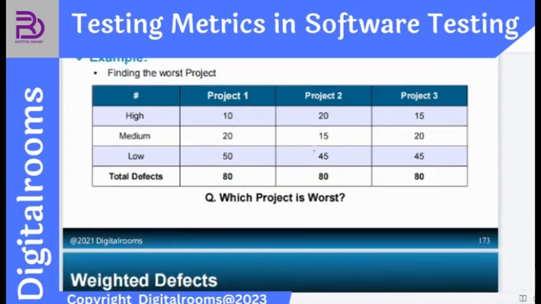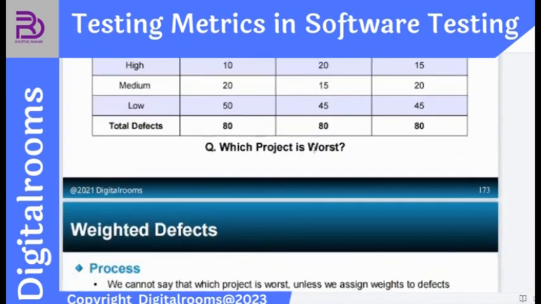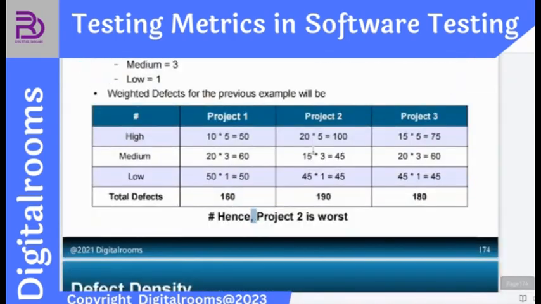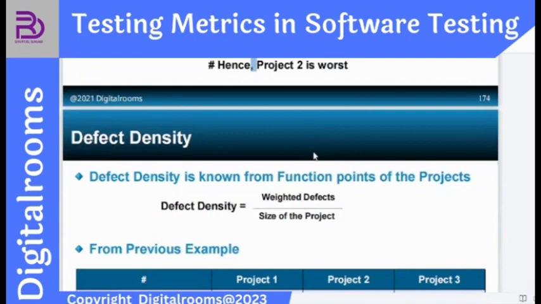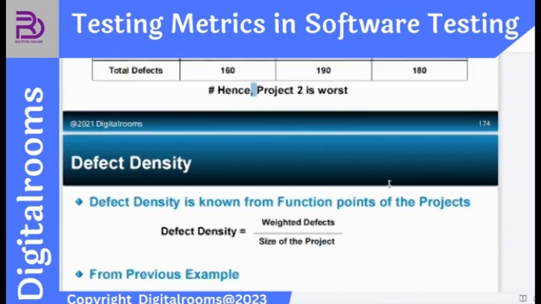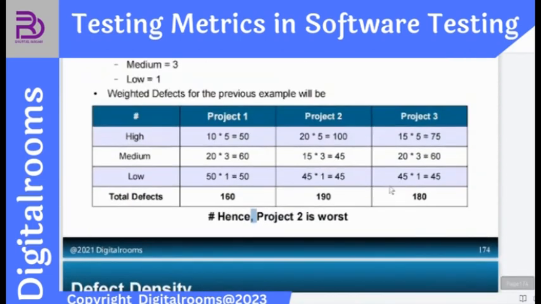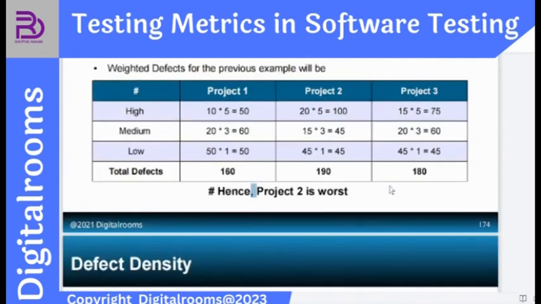Correct. Hence project 2 is worst, which we had analyzed at first. So you will also be able to analyze once you become an experienced tester. Next we have defect density. Now what is defect density? Defect density is known for function points of the project. It means whether the software or the major, critical modules are functioning or not.